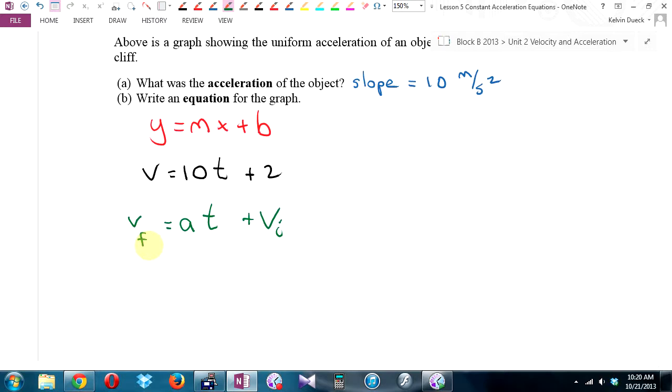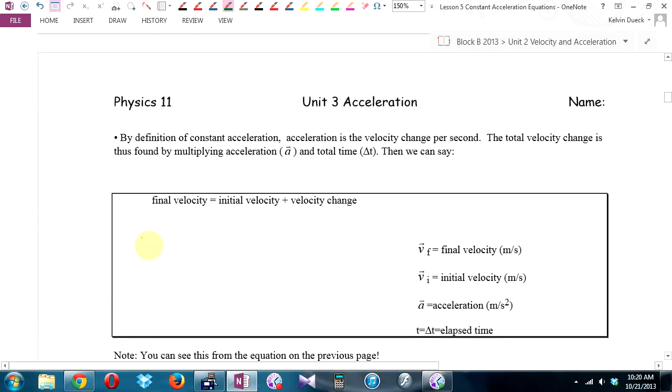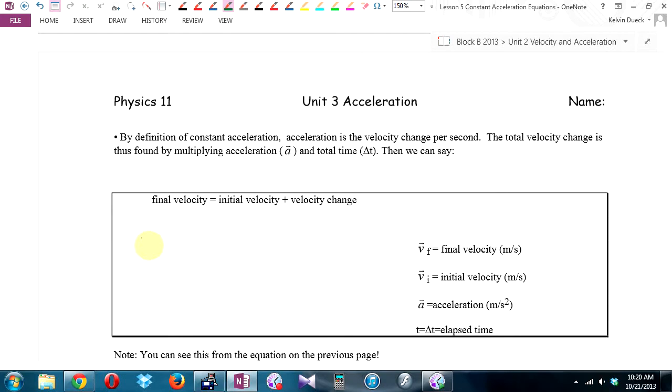Did I go 2 to a page? Yeah. Okay. By the definition of constant acceleration, acceleration is the velocity change per second, blah, blah, blah. You know what? Here's the equation you can get from this graph. This is the one we're going to be flogging to death quite a bit. V final, and let's even put a vector, this works for both velocity and for speed, is equal to V initial plus A t.